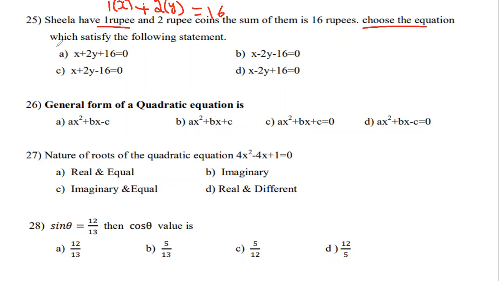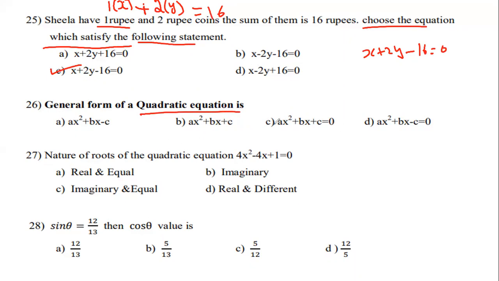Choose the equation which satisfies the following statement. Here x plus 2y equals 16. Here we won't get any such option, so take 16 to the left hand side. It will become x plus 2y minus 16 equals 0. So which option is right? Option C is correct.